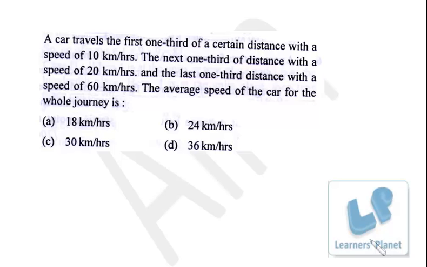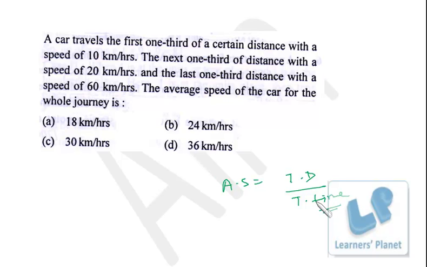Now see this. A car travels the first 1/3 of a certain distance with a speed of 10 km per hour, the next 1/3 with a speed of 20, and the last 1/3 with a speed of 60. What is the average speed of the car for the whole journey? See, average speed is always the total distance by total time. Okay, that I have just explained in one sum. Total distance by total time, right?